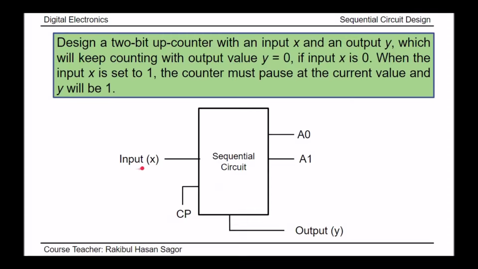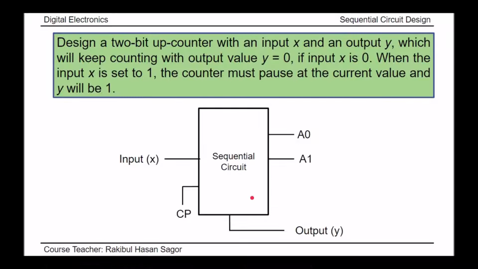When the input is 1, this is the user defined input. When the user gives an input which has a value 1, the counter will stop there. Suppose it was counting 00, 01. At that moment, we give input equal to 1, it will stop there at the 01 point, and the output should show 1.